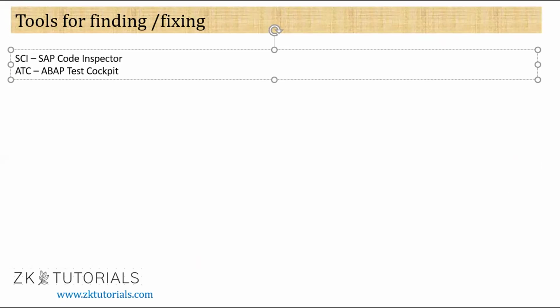Okay, now you may think why there are only two tools. Why not just one tool, is it not sufficient for us? Why has SAP given us two tools? Both the tools have the same job. SCI and ATC will do the same job, but each of these tools has its own USP, meaning each works in its own way.